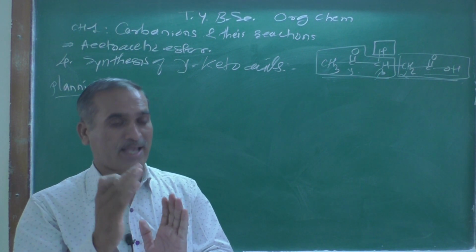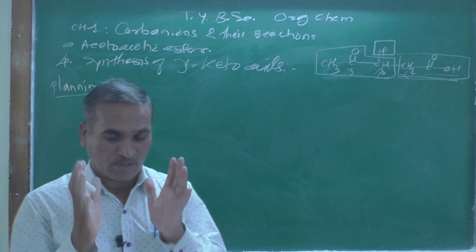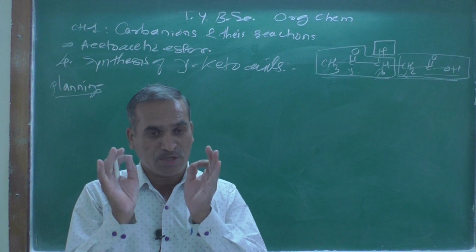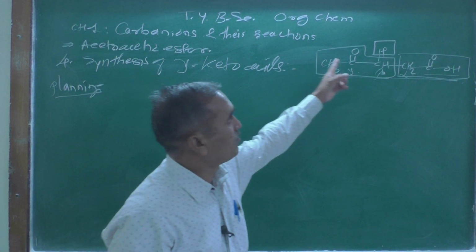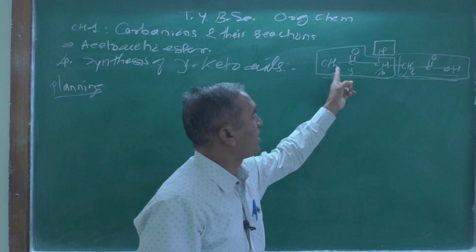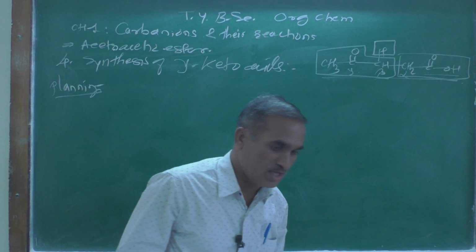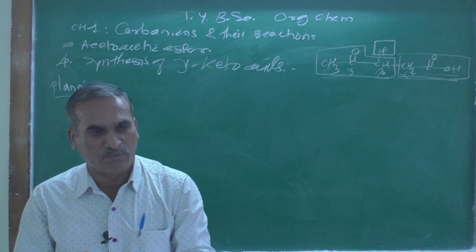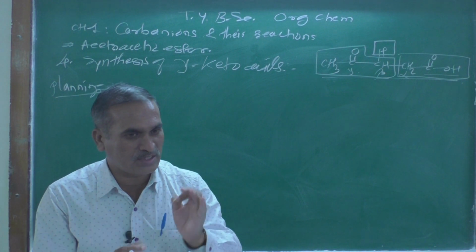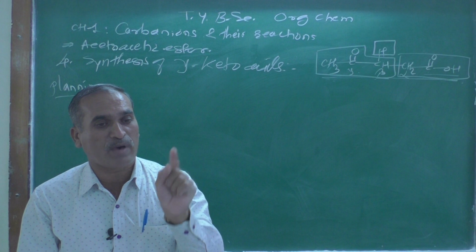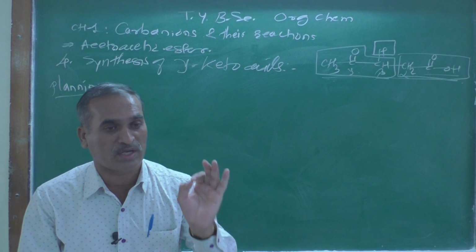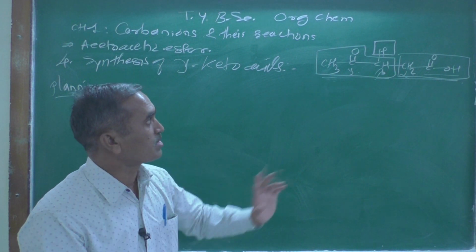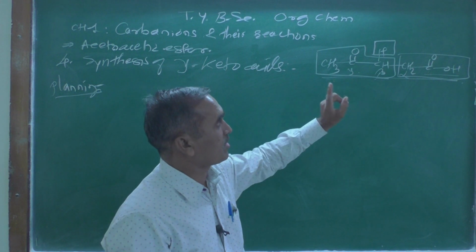Now we are analyzing in a proper way. Look at the first part. I am marking this part, CH3 double bond O, CH. If you observe carefully, where is this part coming from? This part is coming from acetoacetic ester. Remember, this part is coming from the acetoacetic ester.